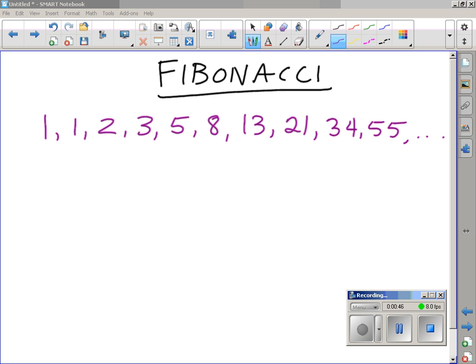Now, so what in the world are Fibonacci numbers? This is a special sequence, and a guy named Leonardo of Pisa, but somehow he got called Fibonacci. I guess that was his nickname or something, I don't know. He came up with this sequence.